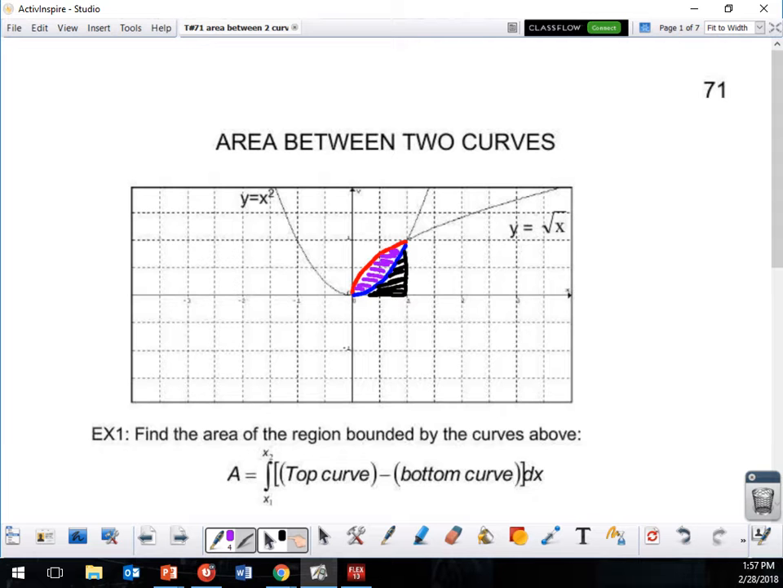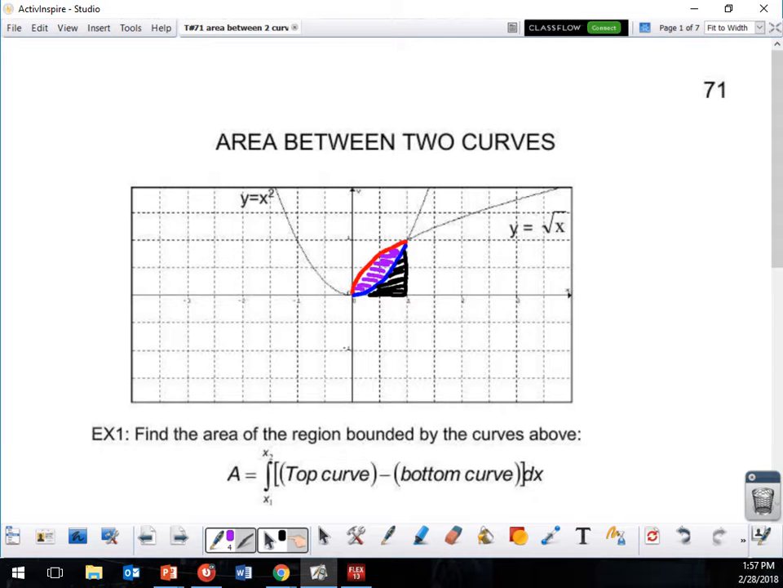Okay, you notice now, a couple things need to happen here. I need to know where their bounds are, right? So I need to know where they're going to be equal.